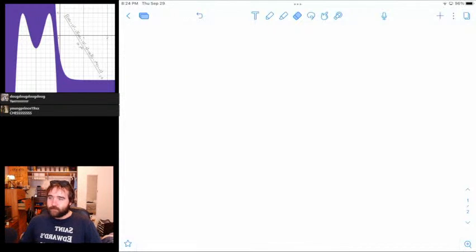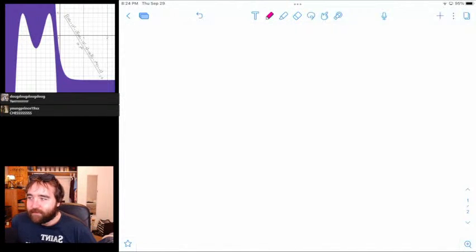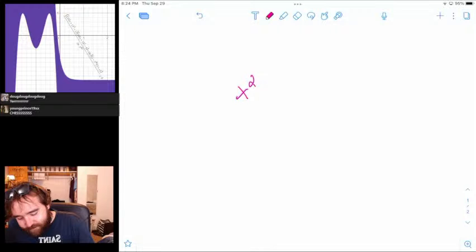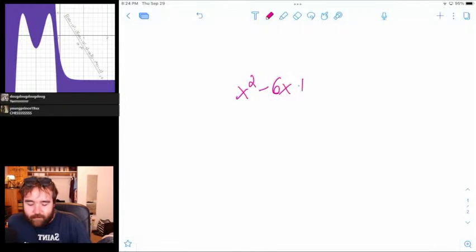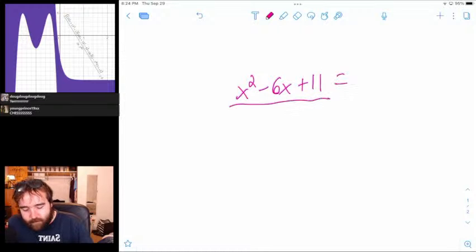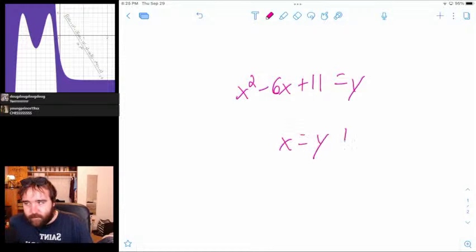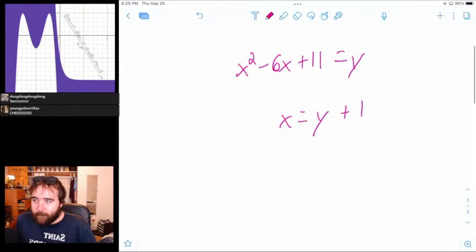Okay, I forgot. I'm supposed to be telling you something. Yeah, what are we doing? Okay, so this is one of the first questions on this practice SAT that I got. I'm gonna have you write this equation. Okay, I was gonna type it, but I don't know how. Anyways, it's x squared minus 6x plus 11 is equal to y. And then x is equal to y plus 1. And then it says, the system of equations above is graphed in the xy plane.